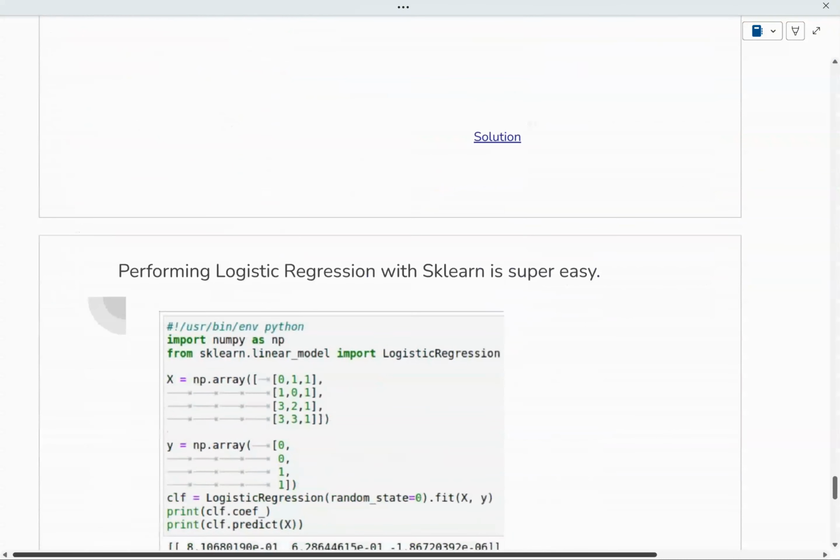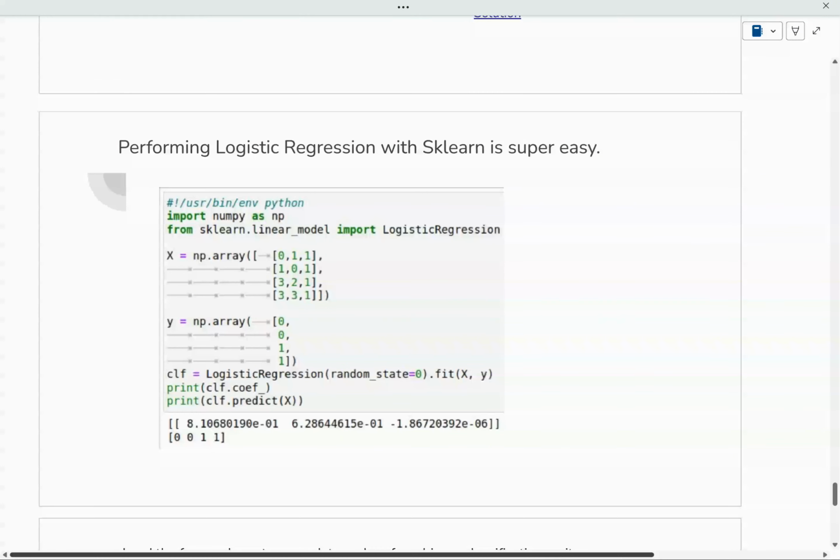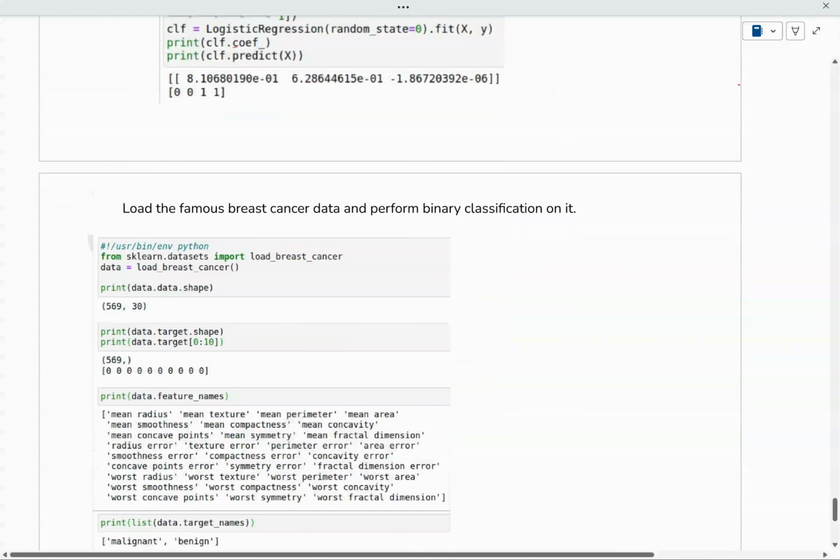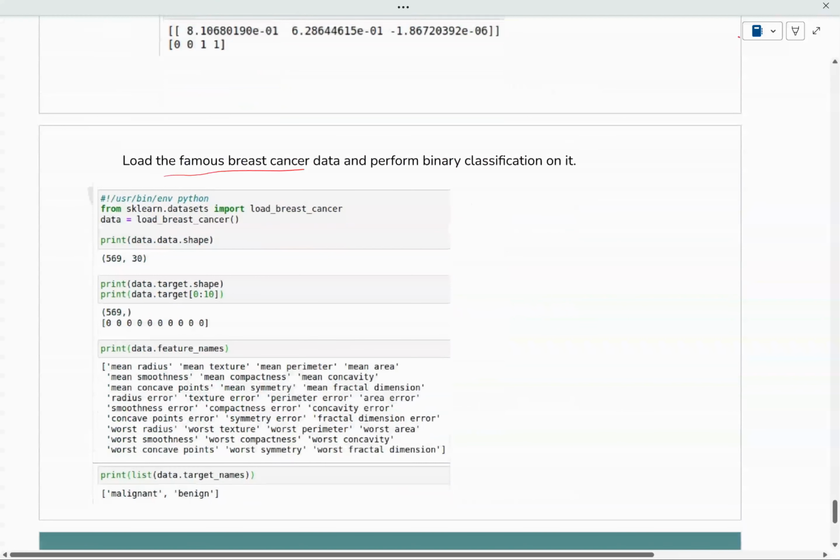When you are working for companies, you can also use the sklearn logistic regression library, which is just one line. You call logistic regression, and it gives you the weights, the coefficients, and it also gives you the prediction. Notice the prediction 0011 does a really good job. As your last exercise, now that we did a really simple example, you want to load a really famous breast cancer dataset and perform binary classification on it. This is how you get the data. Once you get the data, you want to make sure that you can do a pretty good job.